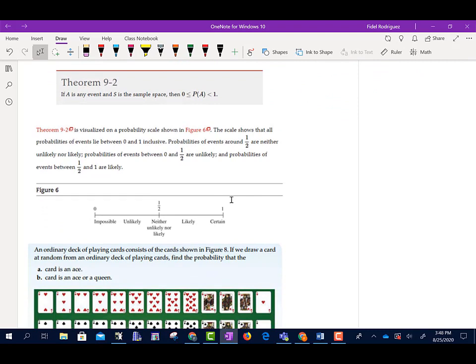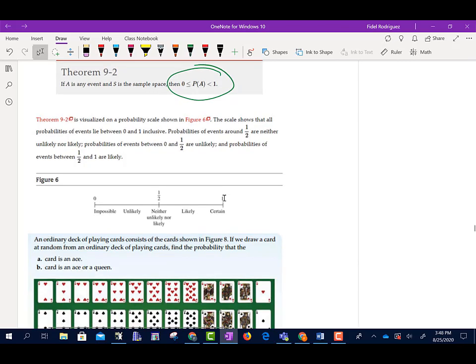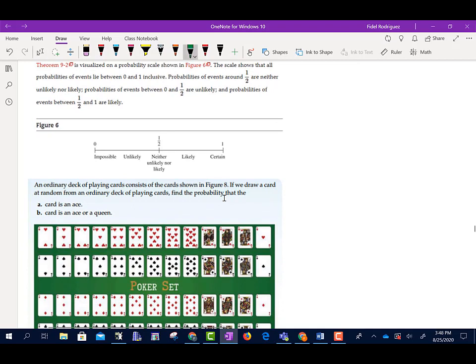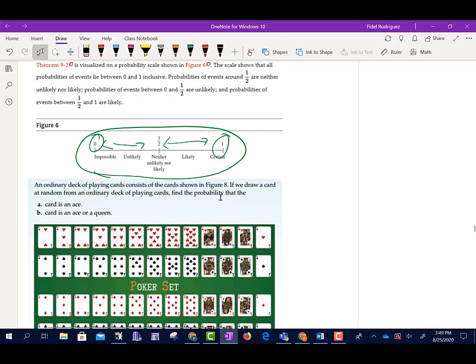So it says, if A is any event and S is a sample space, my probability is always going to be a number between 0 and 1. If it's between 0 and 1/2, it's probably going to be unlikely. If it's between 1/2 and 1, it's going to be likely. A probability of 0 means it's impossible for that to happen, and if the probability is 1, that means it's certain to happen.